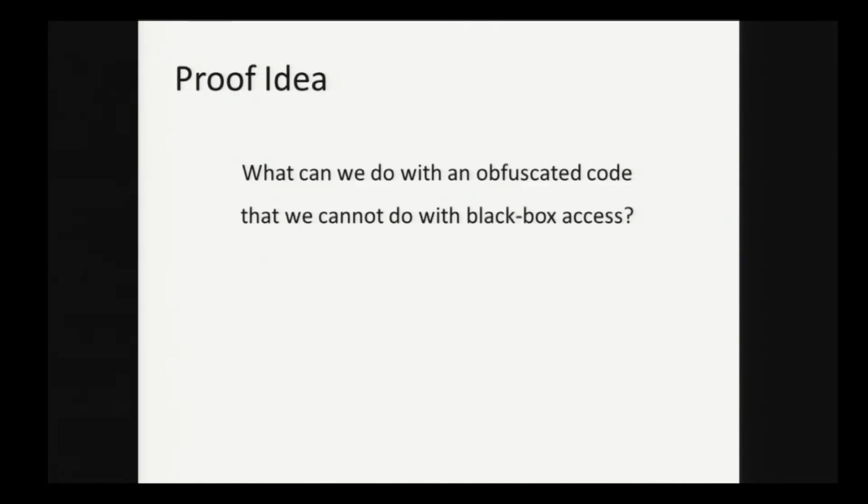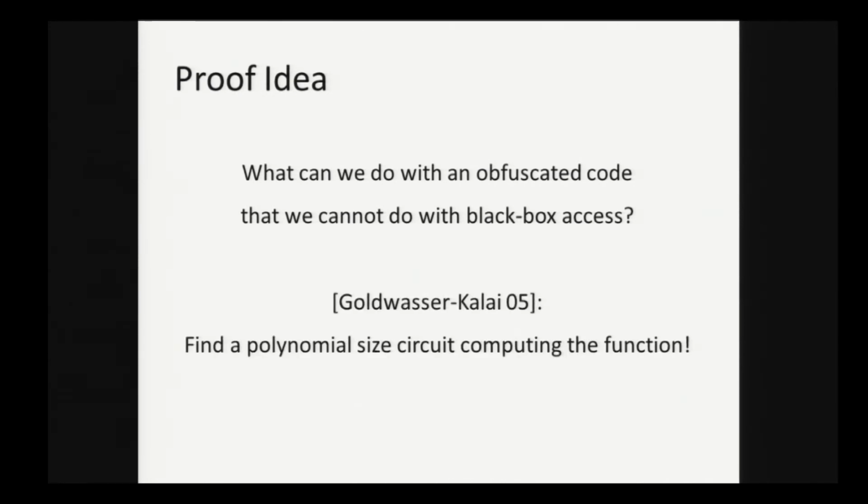OK, so let me tell you about the proof of our impossibility result. To get an impossibility result for VBB obfuscation, we need to find something that the adversary can do with an obfuscated pseudo-entropic function that the simulator cannot do given only oracle access to such a function. The idea that was already used by Goldwasser and Kalai is that the simulator should not be able to find a small circuit that computes the pseudo-entropic function, but the adversary can always find such a circuit. It's just the obfuscation itself.